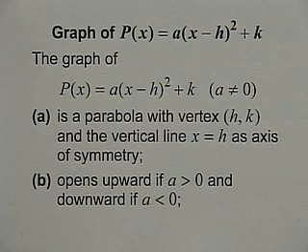The graph of p of x equals a times quantity x minus h squared plus k, where a is not equal to 0. First of all, this is a parabola with vertex located at (h, k), and the vertical line x equals h is an axis of symmetry.